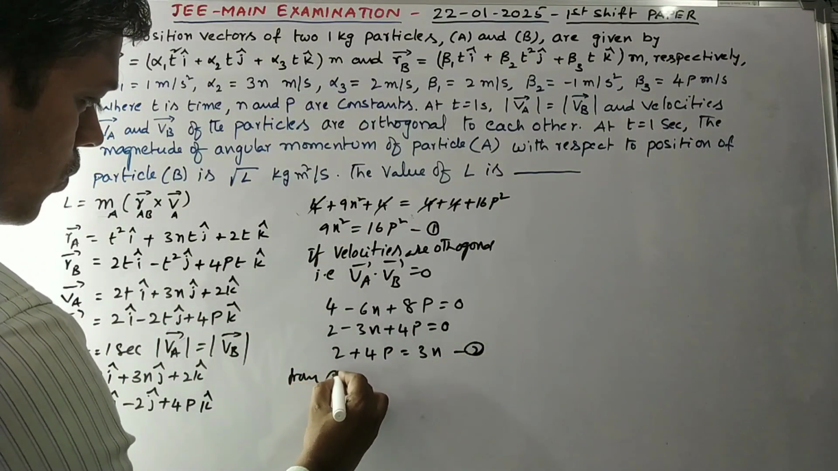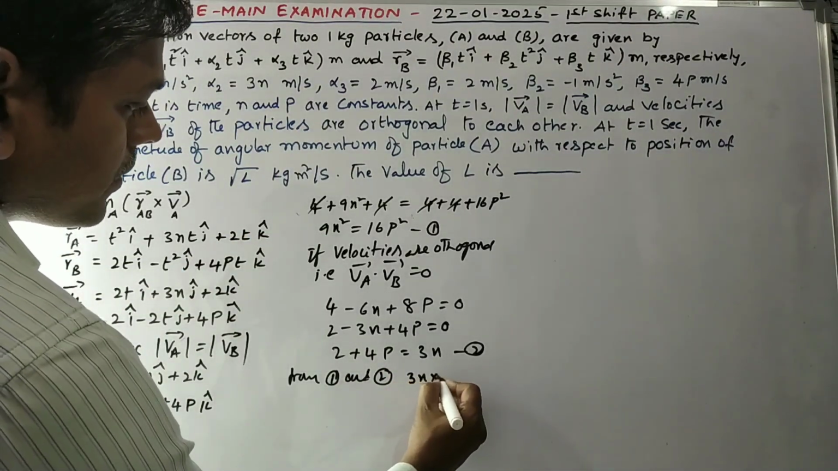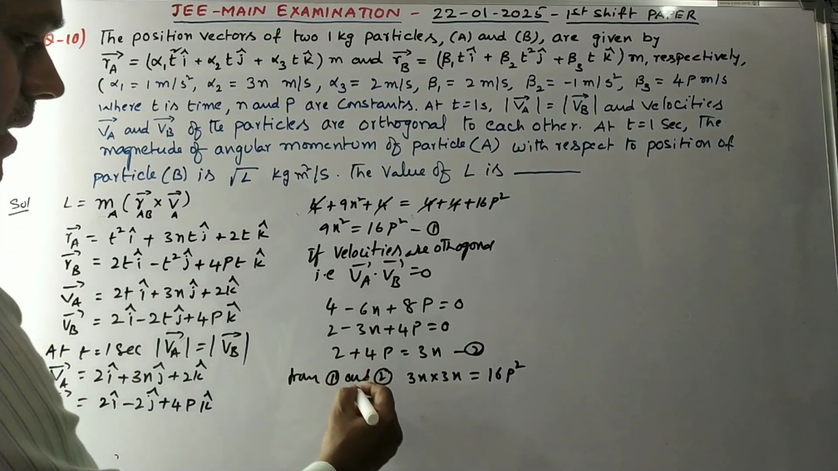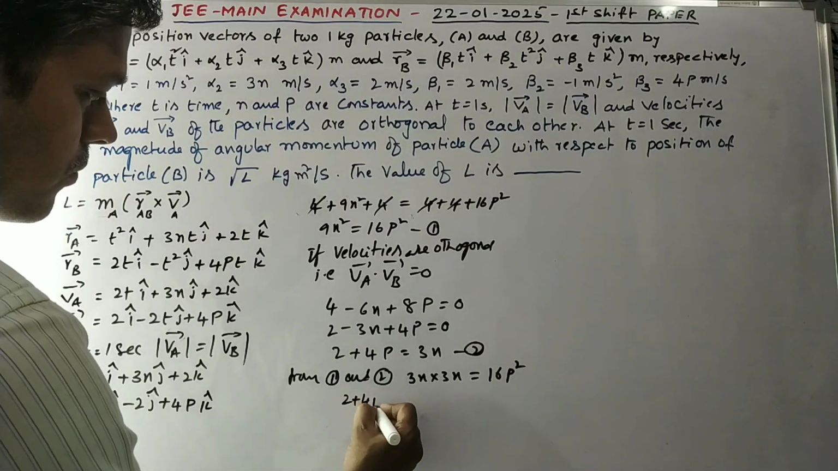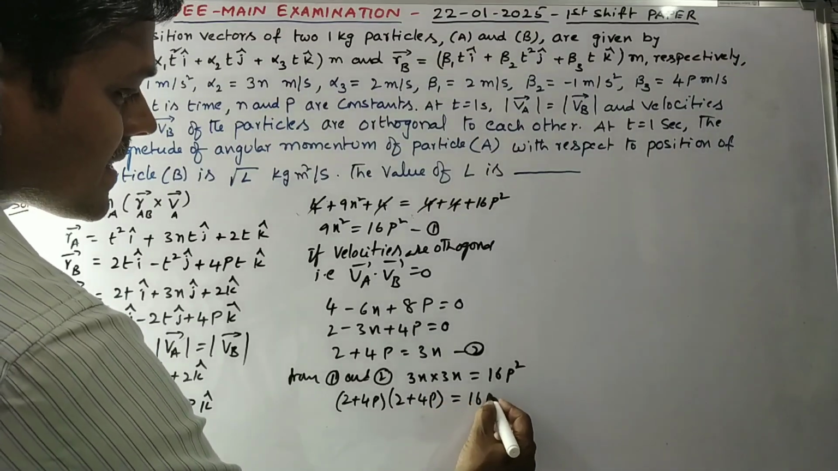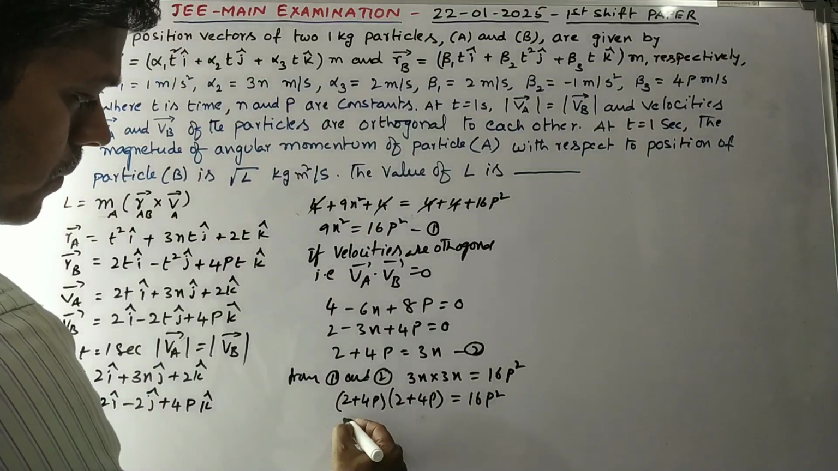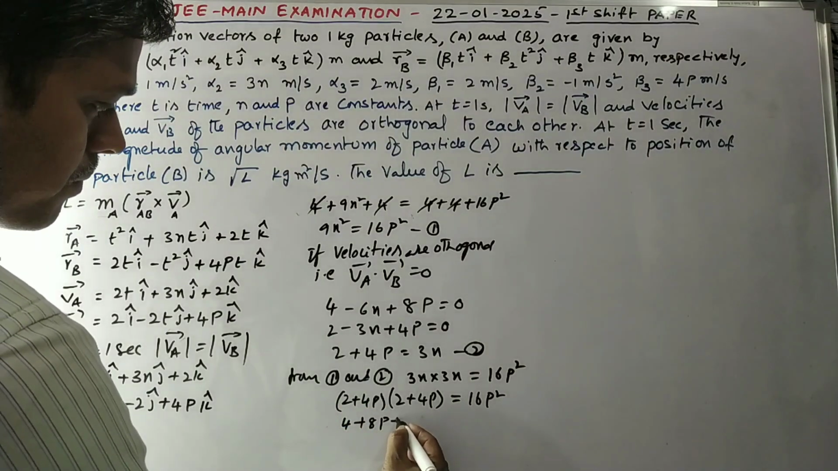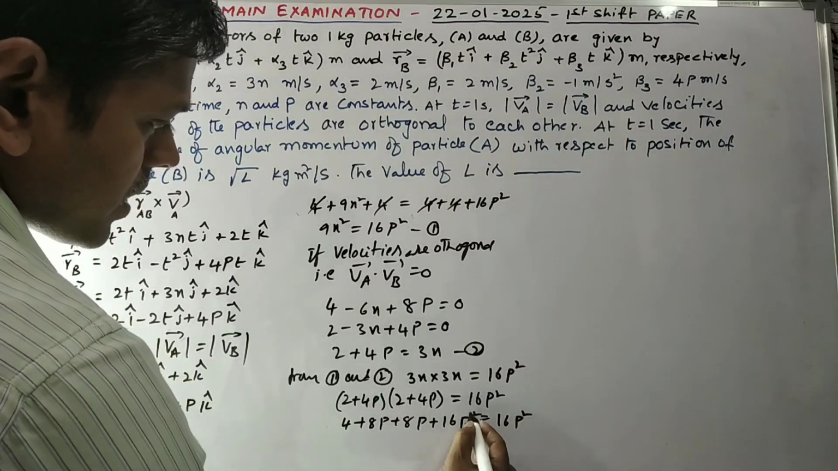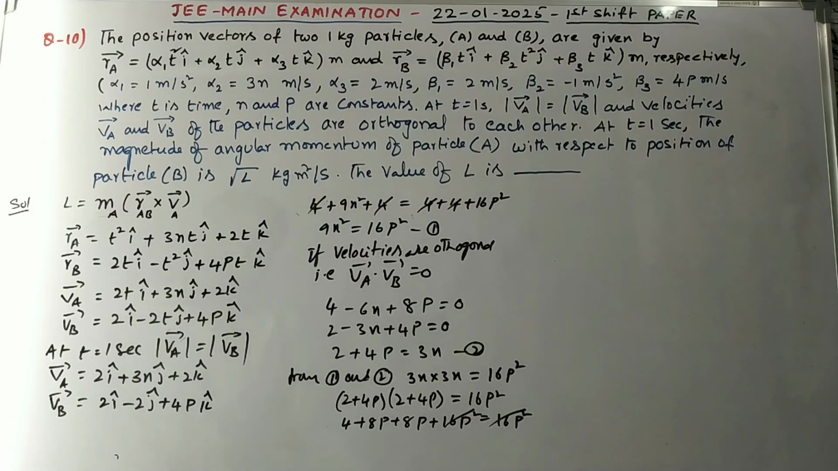Now, the 3n value may be substituted in equation 2. Therefore, from 1 and 2, you may write 9n square, that is 3n into 3n, is equal to 16p square. 3n is equal to 2 plus 4p. So (2 plus 4p) into (2 plus 4p) is equal to 16p square. So 2 2s are 4 plus 8p plus 8p plus 16p square is equal to 16p square. On both sides 16p square cancels. So what is remaining? 4 plus 16p.